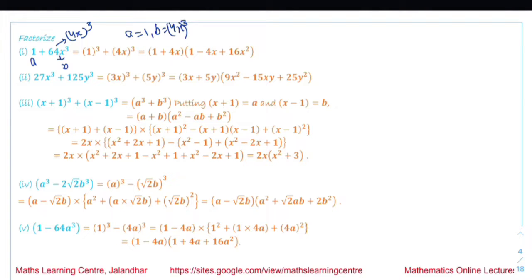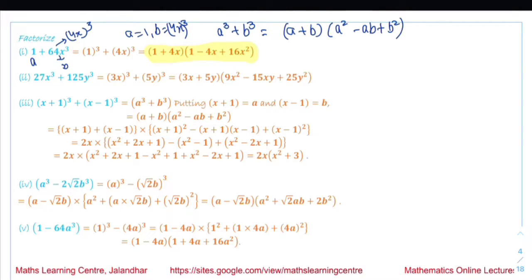Bracket should be there. So the formula we are using over here is a cube plus b cube, that is equal to (a plus b) into (a square minus ab plus b square). And when you substitute these values over here, you will get the answer in the form (1 plus 4x) into (1 minus 4x plus 16x square).